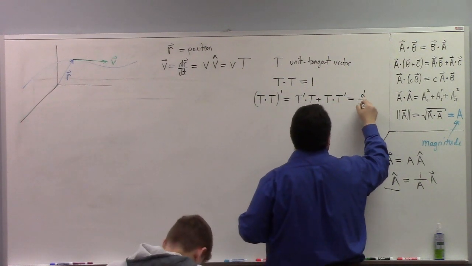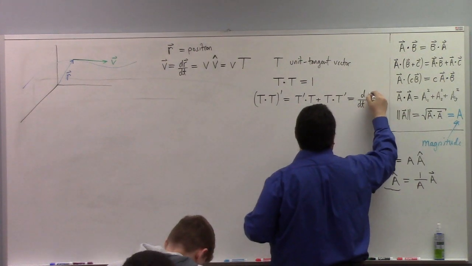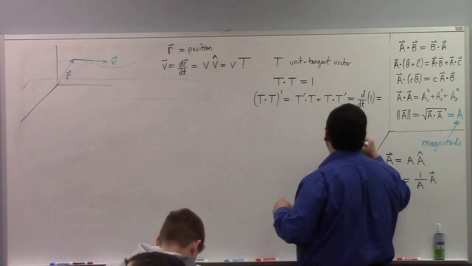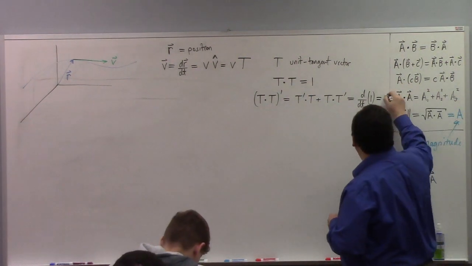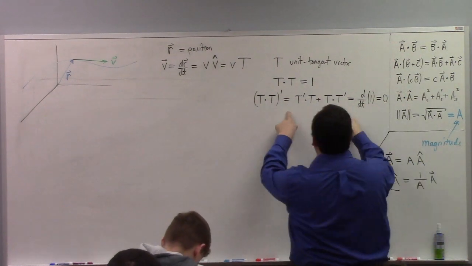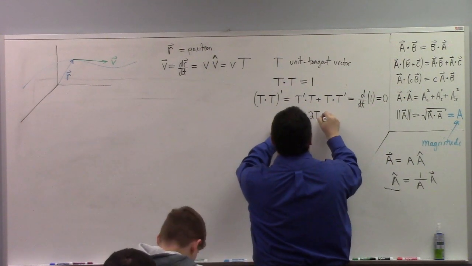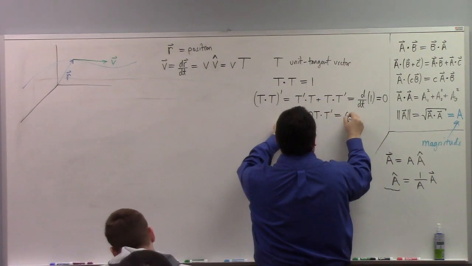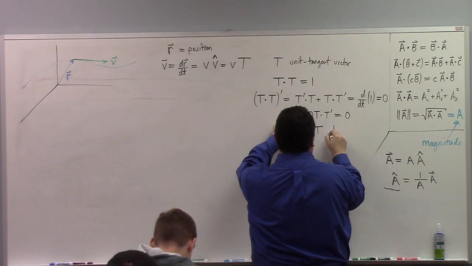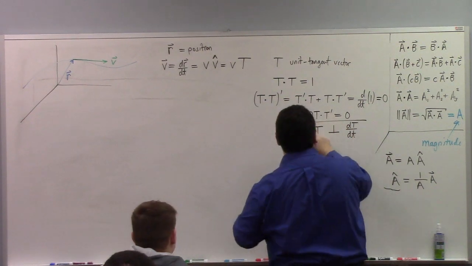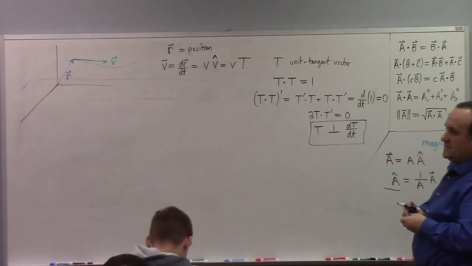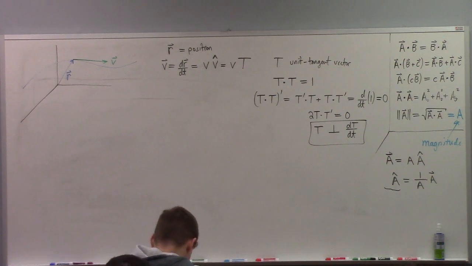And over here I'll use the other notation just to emphasize what's going on. d/dt of 1 is equal to what? I see a 0. I'll allow it, correct? And the dot product commutes. So what this tells us is that 2 T dot T prime is equal to 0, which is to say that T is perpendicular to dT/dt. T is perpendicular to its derivative.